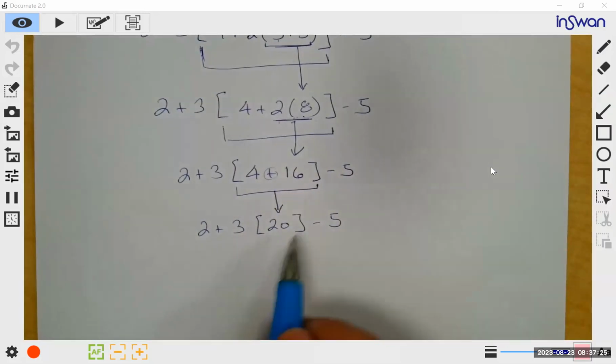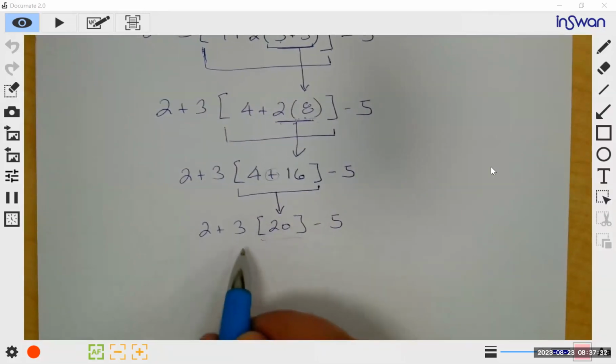Read left to right. Any special operations? Yes, but we can't do anything inside there. There's no operations. It's just a number. So any multiplication division? So 3 times 20 is 60.